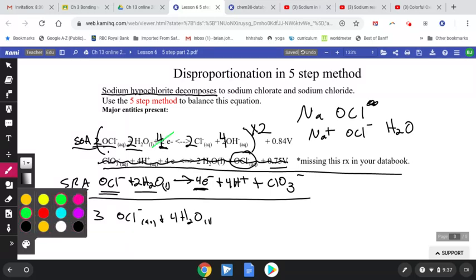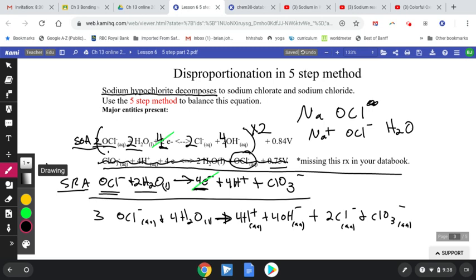Okay, we can cancel out 4 electrons gained with 4 lost. 4H plus, 4OH minus, 2 chloride. I just got to clean this up a bit. This should be an arrow. So we're making 4H plus, 4OH minus, 2 chlorides, and a ClO3 minus. Okay, that's a big reaction. Lots going on there.